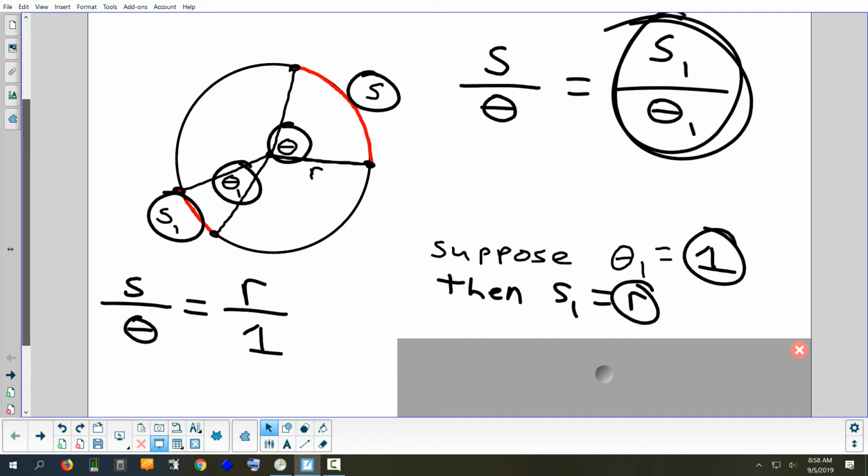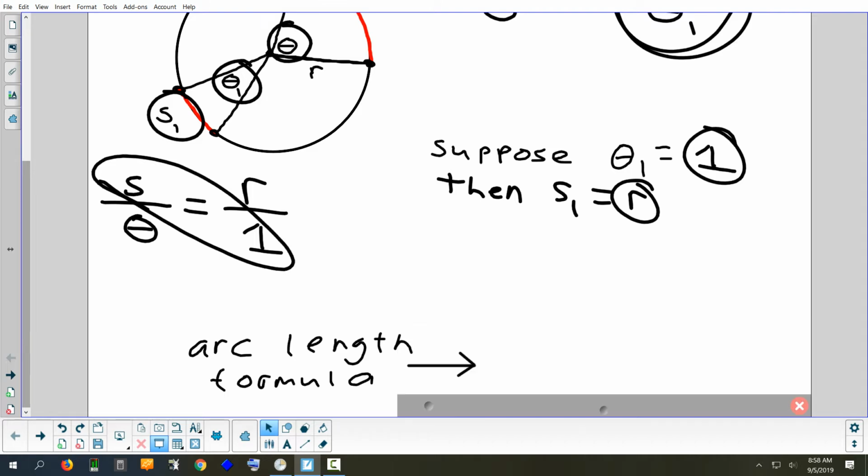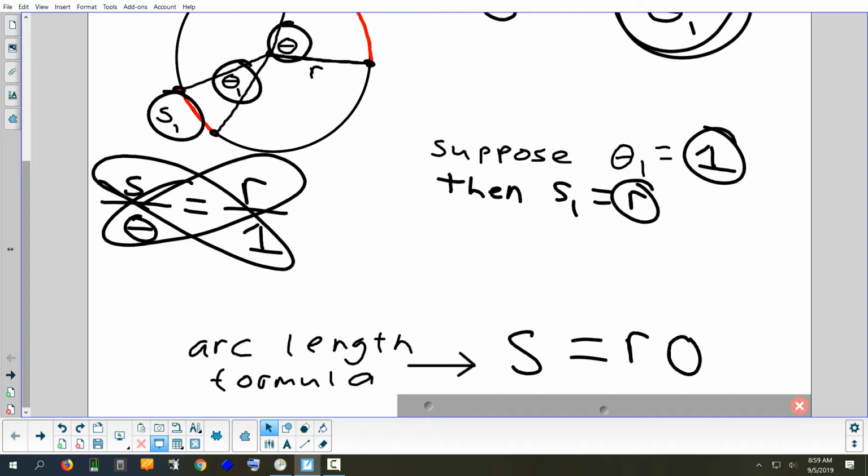How do you solve a proportion? Yeah, cross multiply. Yep, you could cross multiply. So cross multiply and get S times 1, which is just S. And then we have R times theta, which is just R theta. And that is the arc length formula. So it comes from that proportion, and it comes from the cross multiply. S equals R theta.